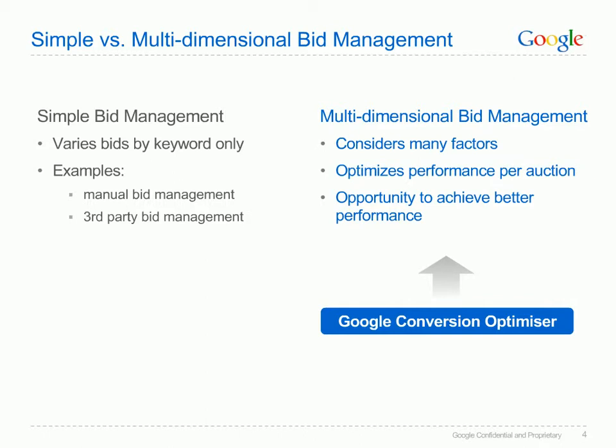It can only look at which keywords convert well and which don't, and bid lower for those that don't convert as well. With multi-dimensional bid management, like with Conversion Optimiser, a similar process occurs, but the system goes one step further. Multi-dimensional bid management considers many factors that help indicate the value of a click. For example, for every auction, Conversion Optimiser will look at what country the user is in, or how well the ad matches the query, or the content of the site that the ad could potentially appear on. It takes this information and determines how likely a click on the ad would convert. So while it's similar to what happens in simple bid management, it's much more effective.